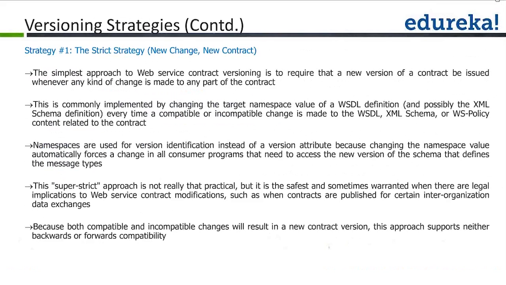So there are a few points mentioned about the strict strategy: new chain, new contract. There would be no forward, no backward, and I don't think there is anything else. The super strict approach is not really that practical. It is not very practical because you cannot stop everything at once, and everything has to be new.